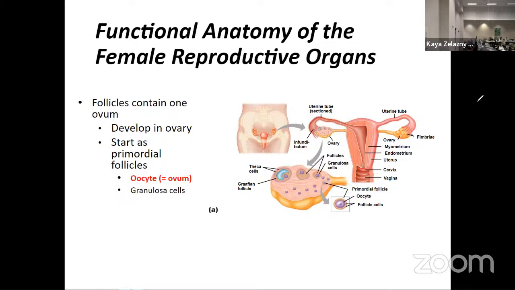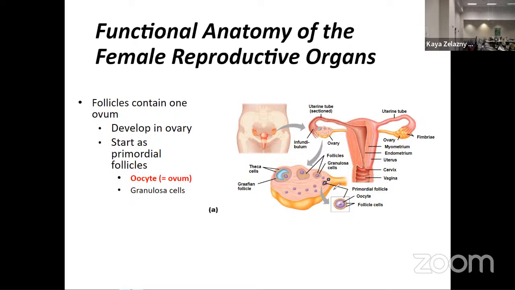So part of the reason that female fertility is started at birth is that these follicles are already there in the ovary. We're not making them new. We're not doing mitosis over and over again. We are starting out with these primordial follicles here in the ovary, set to go. Okay. So here we see those primordial follicles.